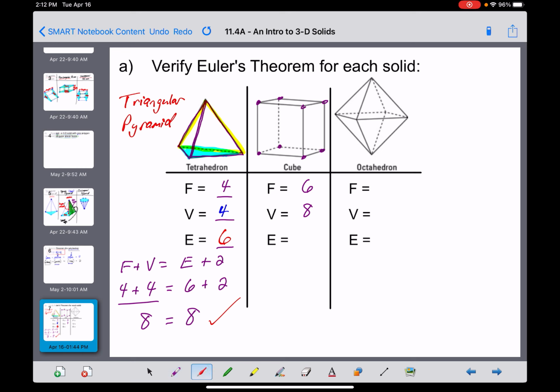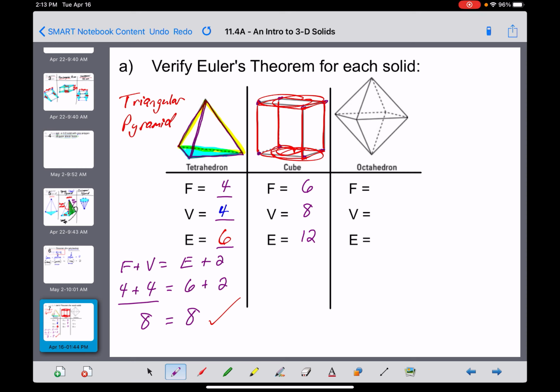Now, edges. How many lines do we have to draw to create this cube? Work your way bottom to top. The bottom is 1, 2, 3, 4 edges there. The top is also 1, 2, 3, 4 edges. And connecting the two, 1, 2, 3, 4 edges run vertically to connect. So 4 on the bottom, 4 on the top, and then 4 running vertically means we have a grand total of 12 edges.